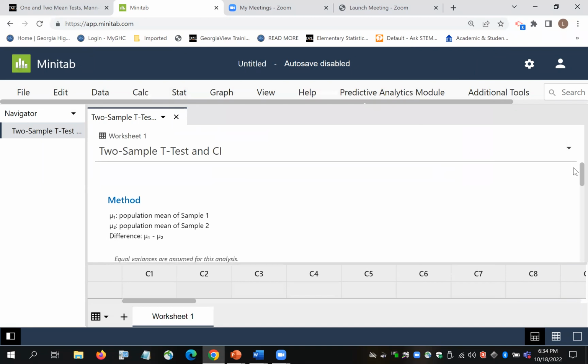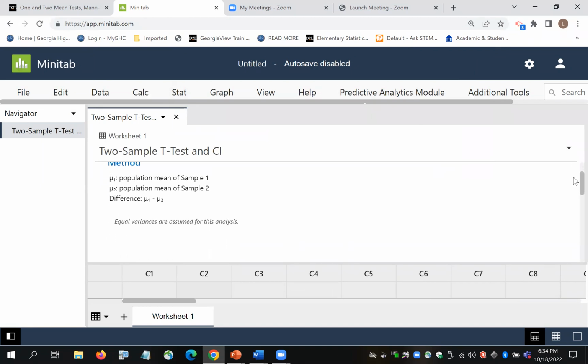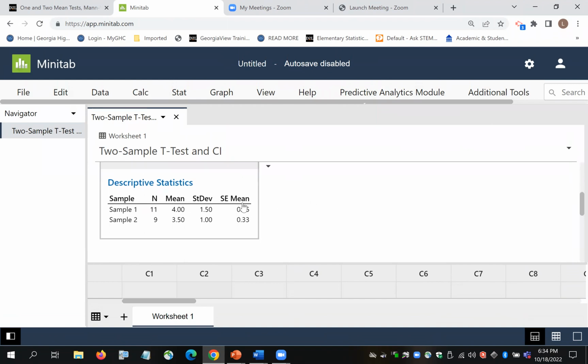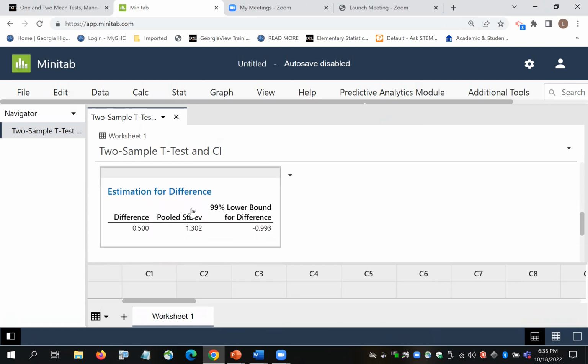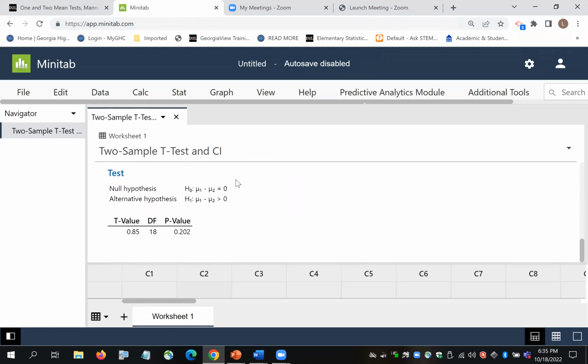Now, Minitab gives me a fair amount of information, okay? It does give me the descriptive statistics that I summarized for it, that I had for sample 1 or college A. There were 11 with a mean of 4, standard deviation of 1.5. Sample 2, so it gives me that. It also gives me what's called the estimation for difference that we looked at the other night. And then finally, what we really need is the results here under test.